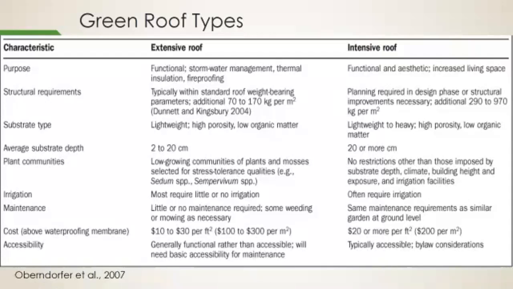And the substrates are going to be lightweight, high porosity, low organic matter for extensive roofs, while intensive can use soil, more organic matter, lightweight to heavyweight. So it's really up to the imagination there. And the depths for extensive are going to be somewhere between 3 to 6 inches, but generally they're not going to be any deeper than 6 inches. And while intensive can go a foot to 2 feet or more than that.